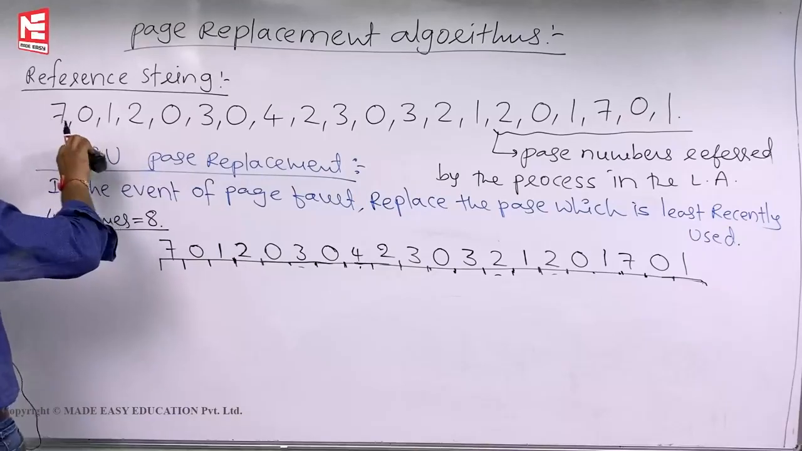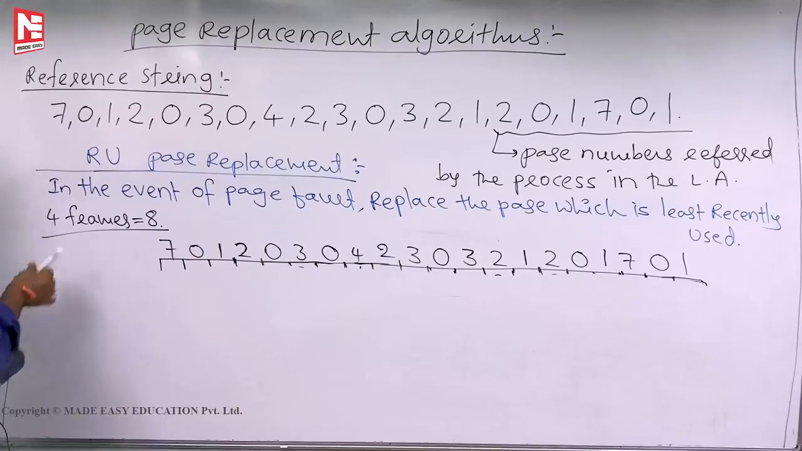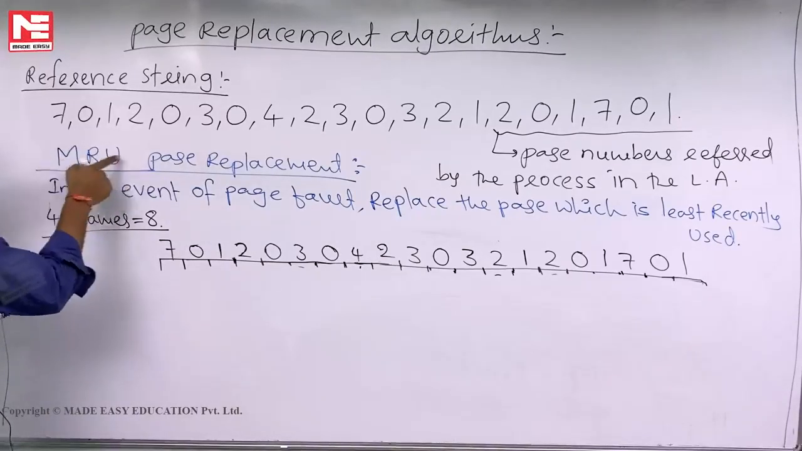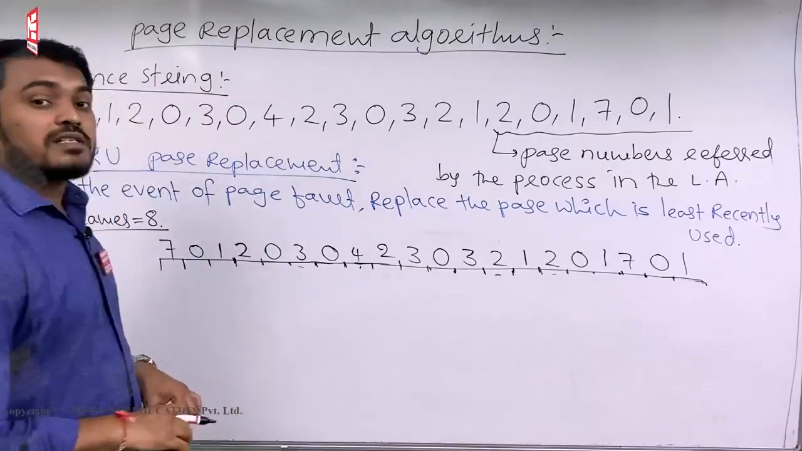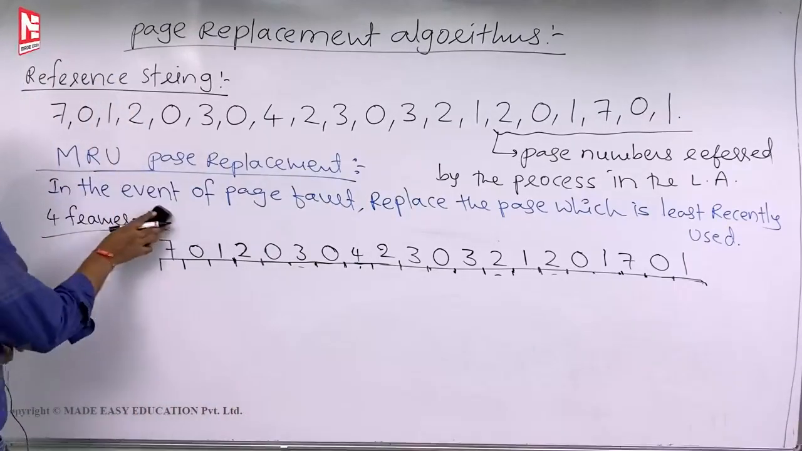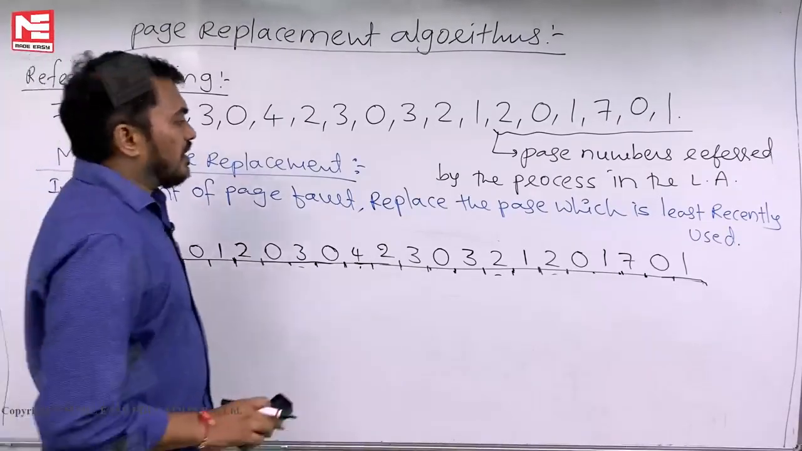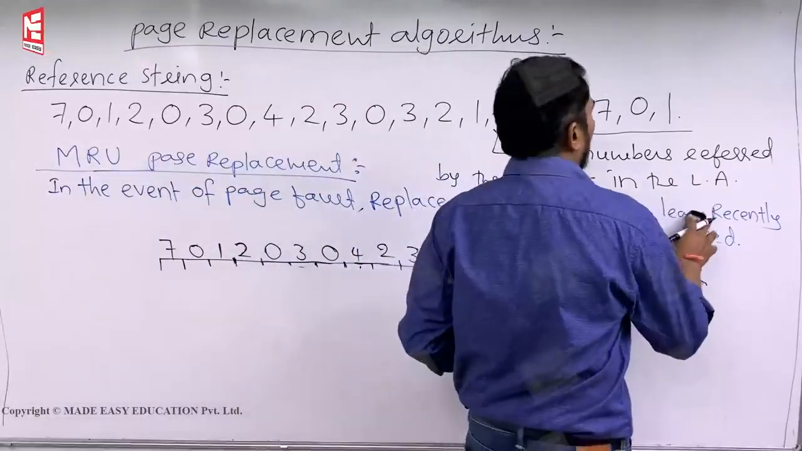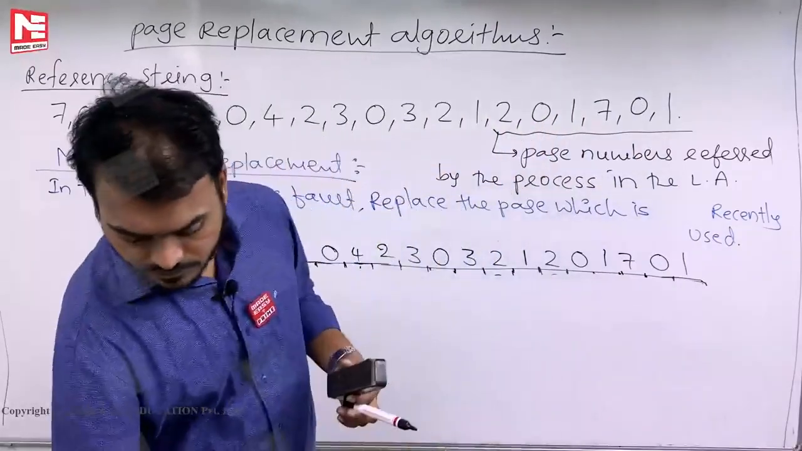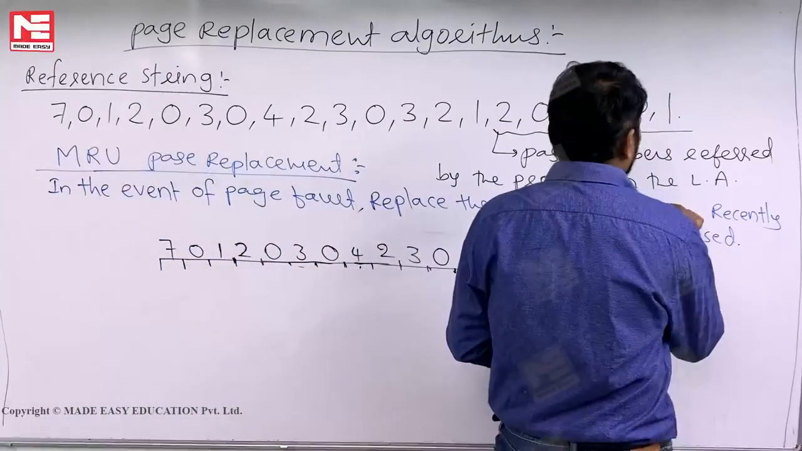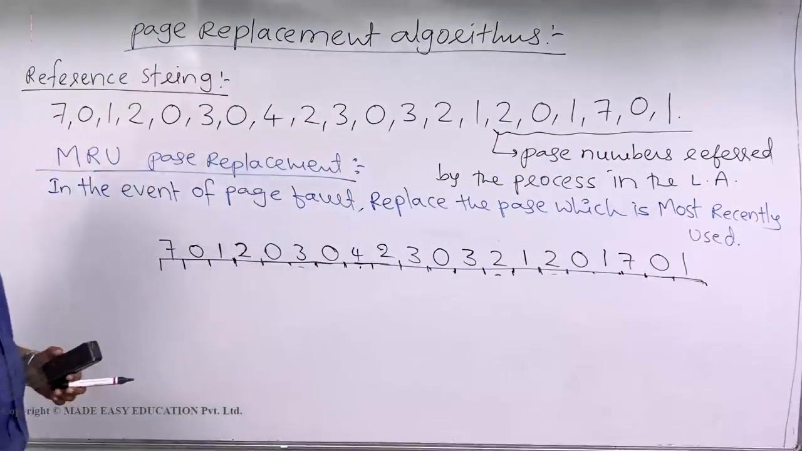Next we'll move on to the next page replacement algorithm, that is MRU page replacement. So MRU means what? Most recently used. In the event of a page fault, replace the page which is the most recently used. So I'm writing here: in the event of page fault, replace the page which is the most recently used.